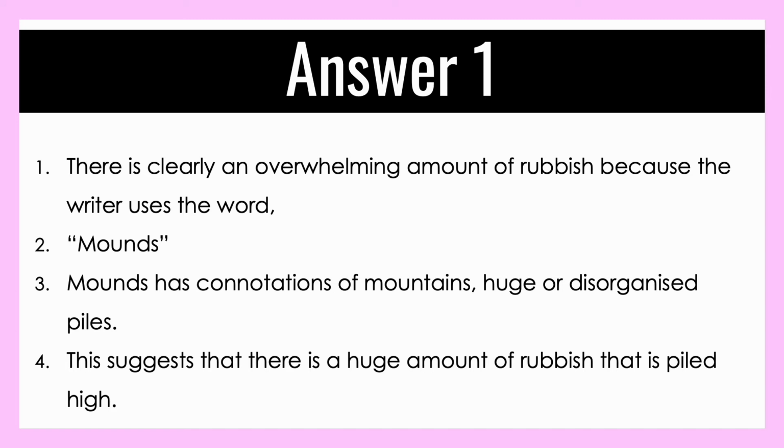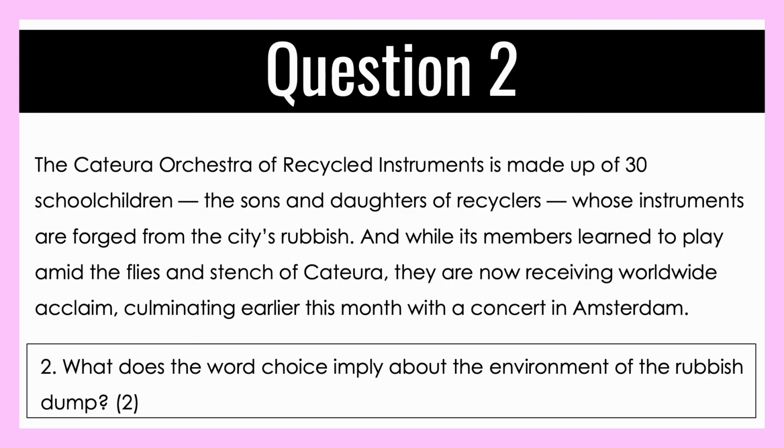Answer 1. There is clearly an overwhelming amount of rubbish because the writer uses the word mounds. Mounds has connotations of mountains, huge or disorganised piles. This suggests that there's a huge amount of rubbish that is piled high. Okay, so you've got a mark for your quote and a mark for your explanation. Let's move on to question 2.